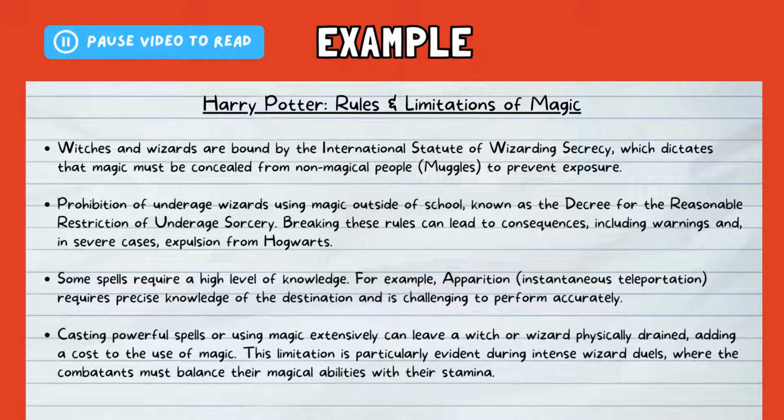The International Statute of Wizarding Secrecy enforces the concealment of magic from muggles, forming the foundation of magical secrecy. Specific rules, such as restrictions on underage magic use, provide consequences for rule breaking. Additionally, limitations on magical abilities, such as the precision required for apparition and the risk of magical exhaustion, add depth to the magic system.